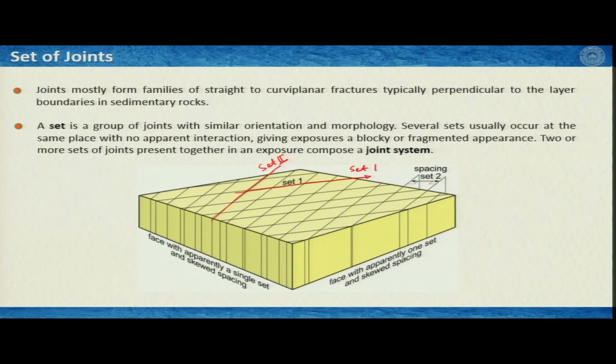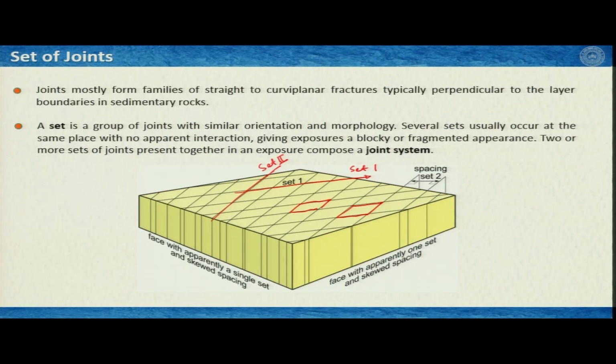Several sets usually occur at the same place with no apparent interaction, giving exposures a blocky or fragmented appearance, as you can see here. We will see some photographs soon. You see this rhombic shape can be squarish as well. If you see these fragmented appearances in the field, that means this rock is jointed.